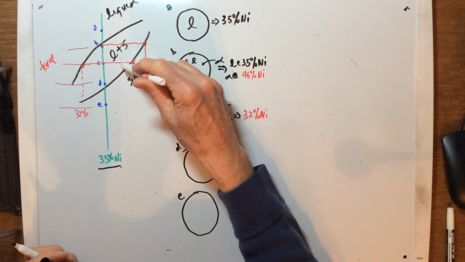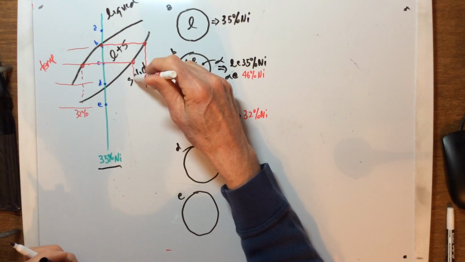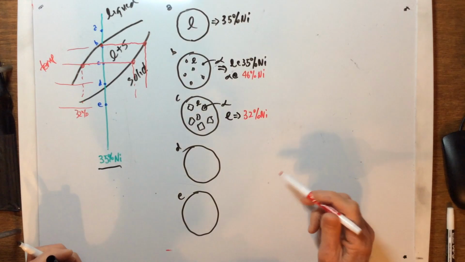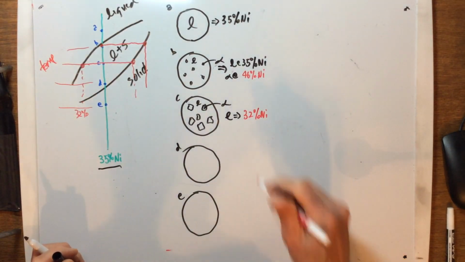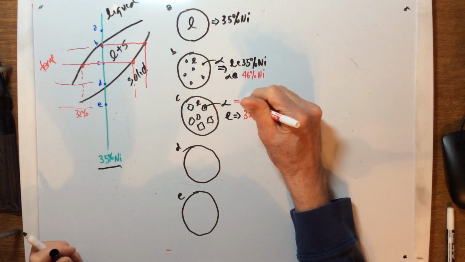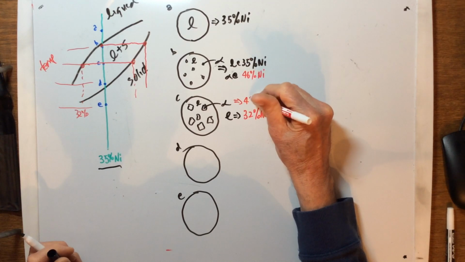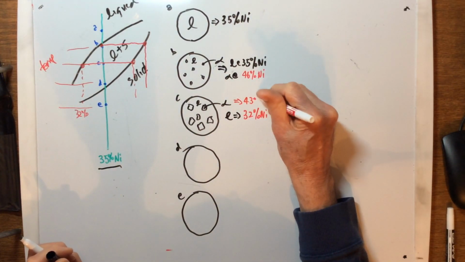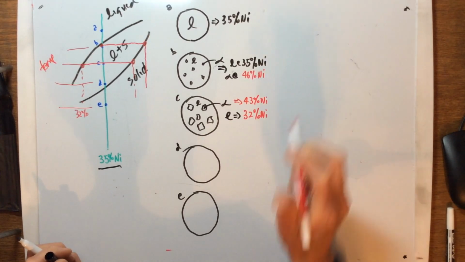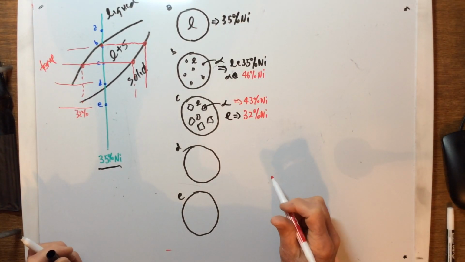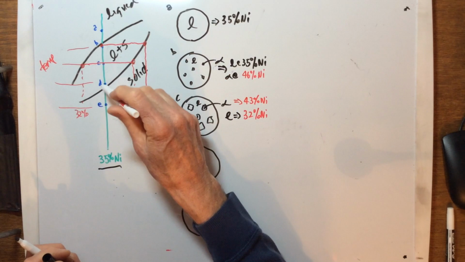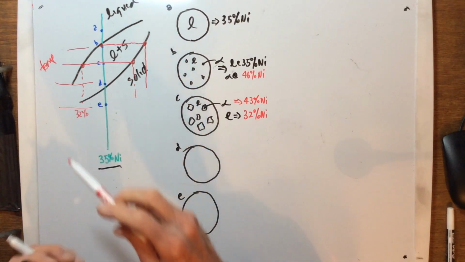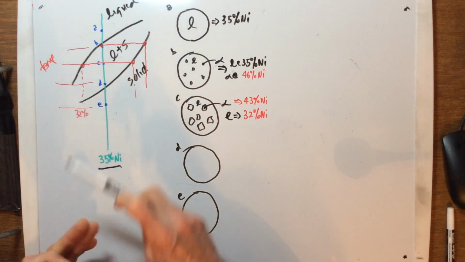And the solid, when we draw this all the way across and it hits the solidus line, we know it's going to be less than 46, so let's just call this 43%. So the alpha solid will be at 43% nickel.